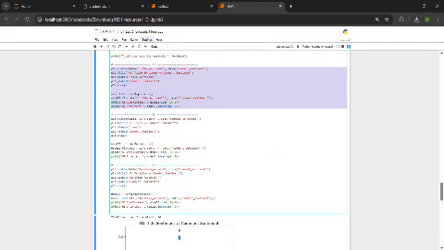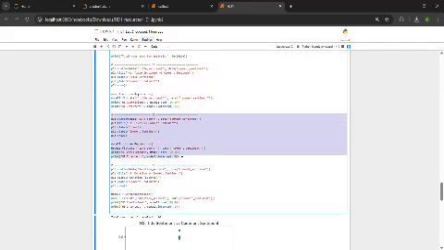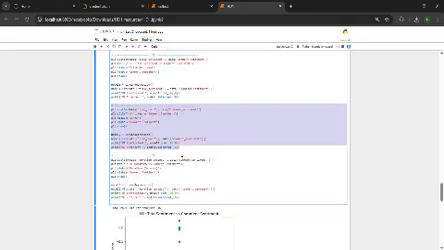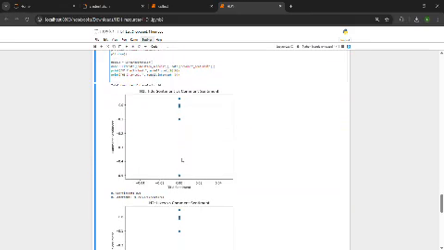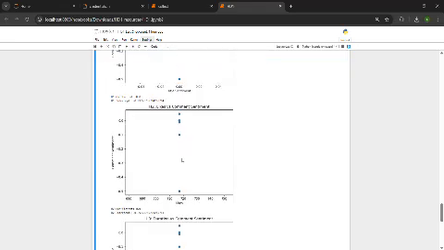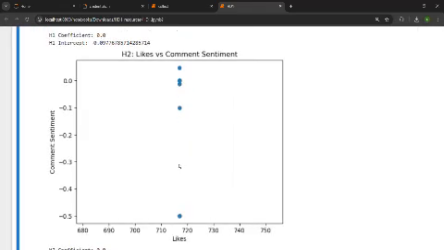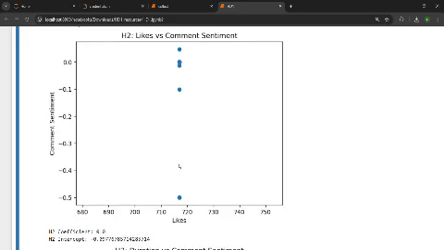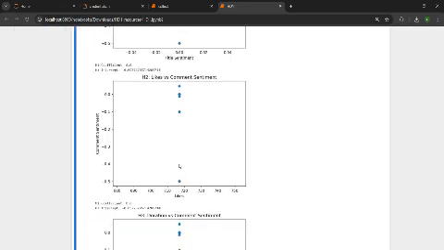Now we will move to H2. The second hypothesis checks if videos with a lot of likes get more positive comments. Many people think more likes means more people are happy with the video, but our regression showed that likes and sentiment are not strongly connected. People may like a video but still complain in comments. Likes are usually just a quick button click. Now you can see my graph for the H2, likes versus comment sentiment.